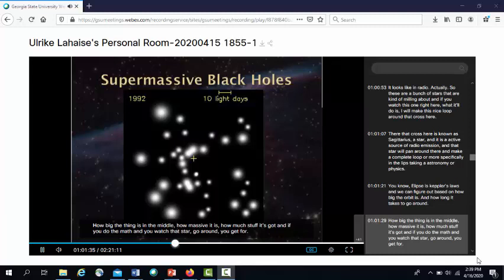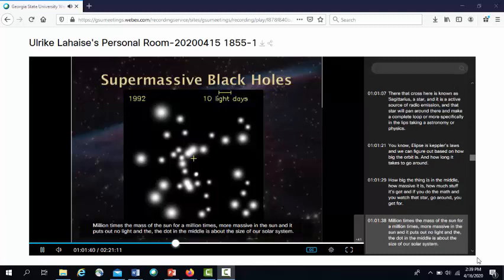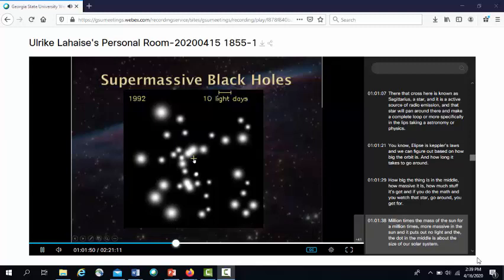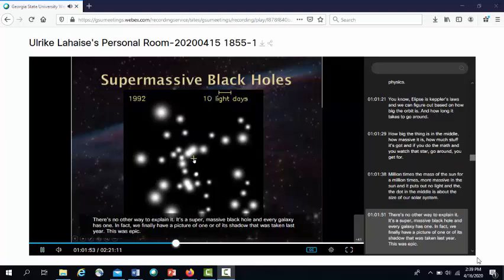And if you do the math, and you watch that star go around, you get 4 million times the mass of the sun. 4 million times more massive than the sun. And it puts out no light, and the dot in the middle is about the size of our solar system. There's no other way to explain it. It's a supermassive black hole. And every galaxy has one.